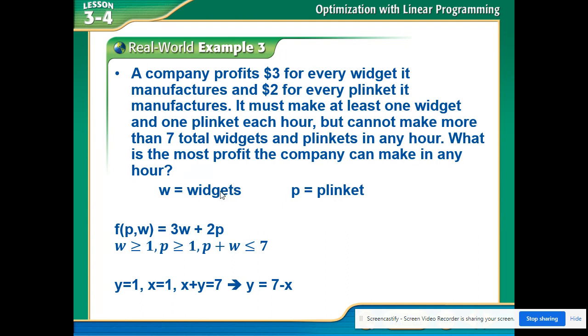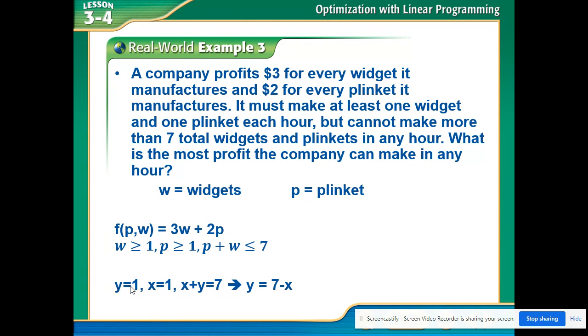All right, so widgets and plinkets. So W and P, again, I'm going to do that alphabetical. So W is the Y and P is the X. So W here has to be greater than or equal to 1. That's one of the things that it says. You must have at least one widget. So we don't need the 0 there because it's already saying we're making 1, and we're also making 1 plinket. But it also says we can't make more than 7. So plinkets plus widgets has to be less than or equal to 7.